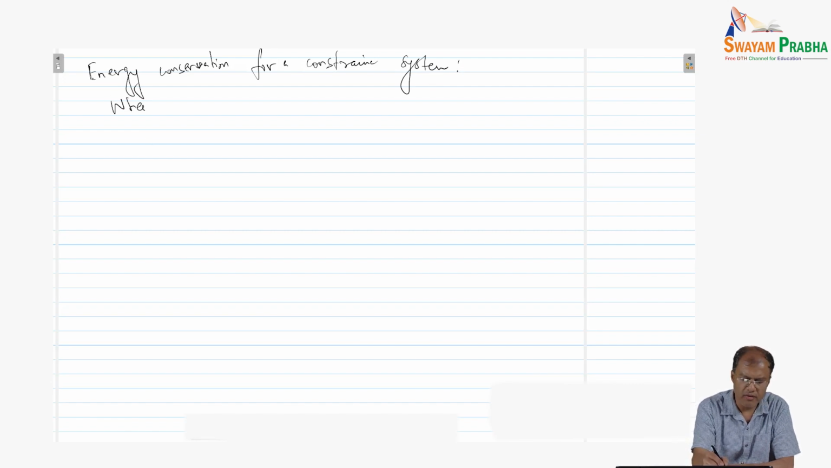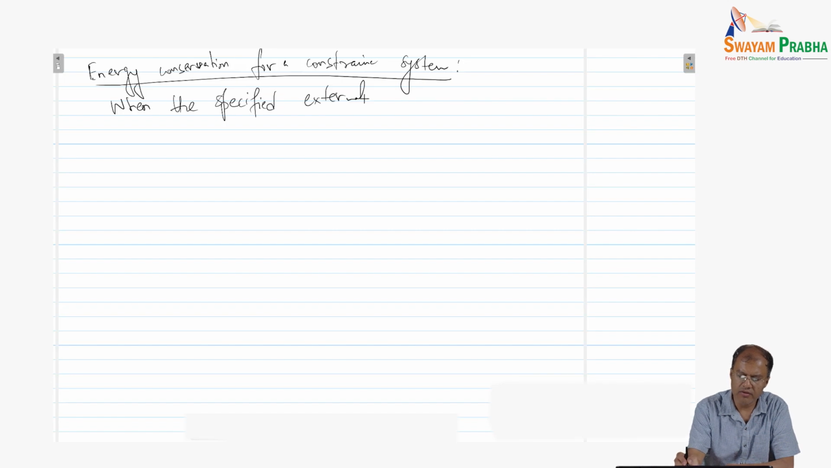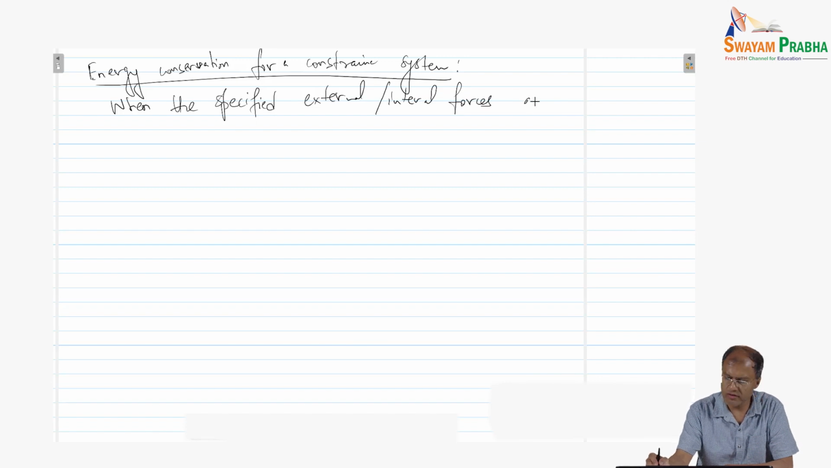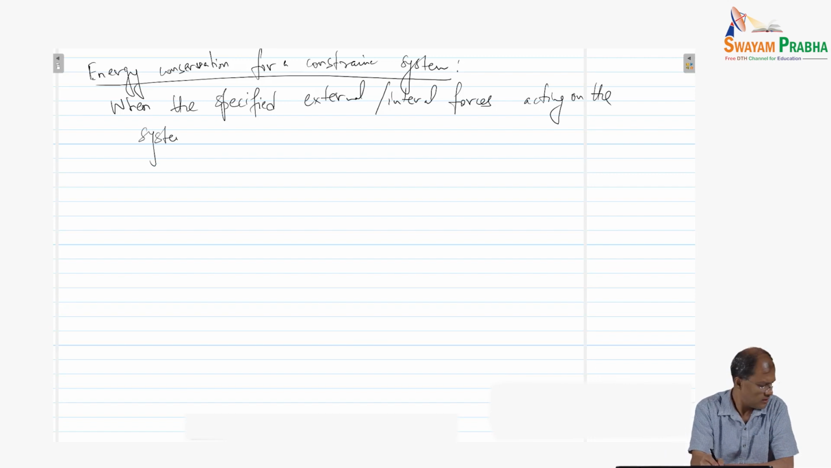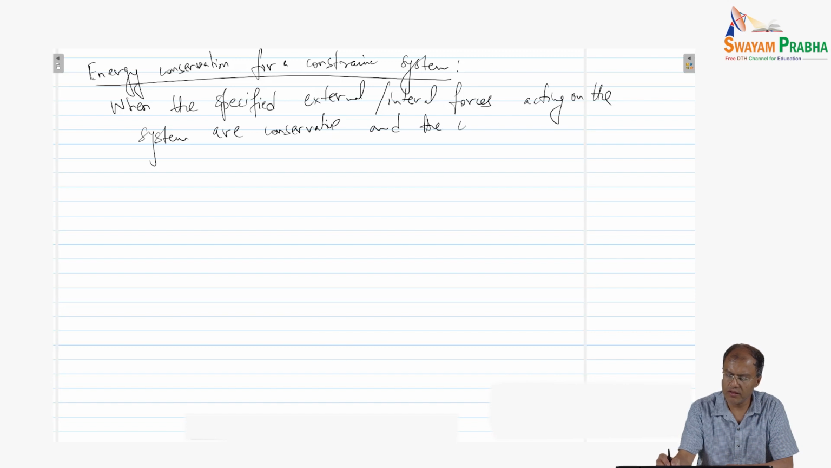So when the specified external and internal forces acting on the system are conservative, we see that, and the constrained forces do not work. The constrained forces do not work in total.